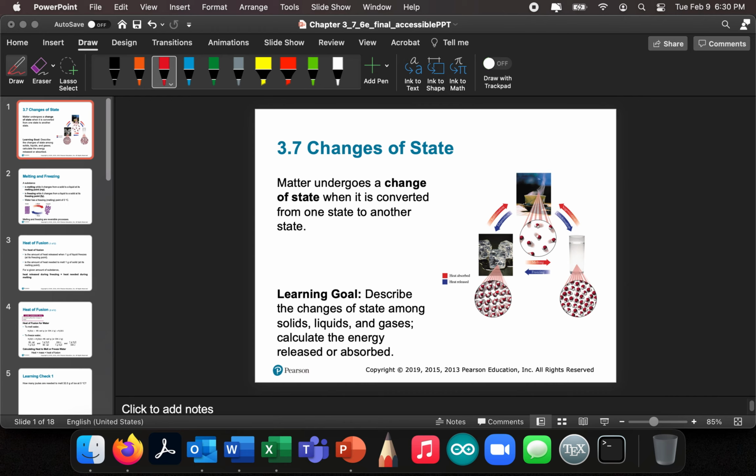All right, so we're going to talk now about changes of state. This is only one section in the book, but we're going to divide this out to at least three lectures, because I want to keep these in small bite-sized pieces. This is a challenge. Changes of state is a challenge.